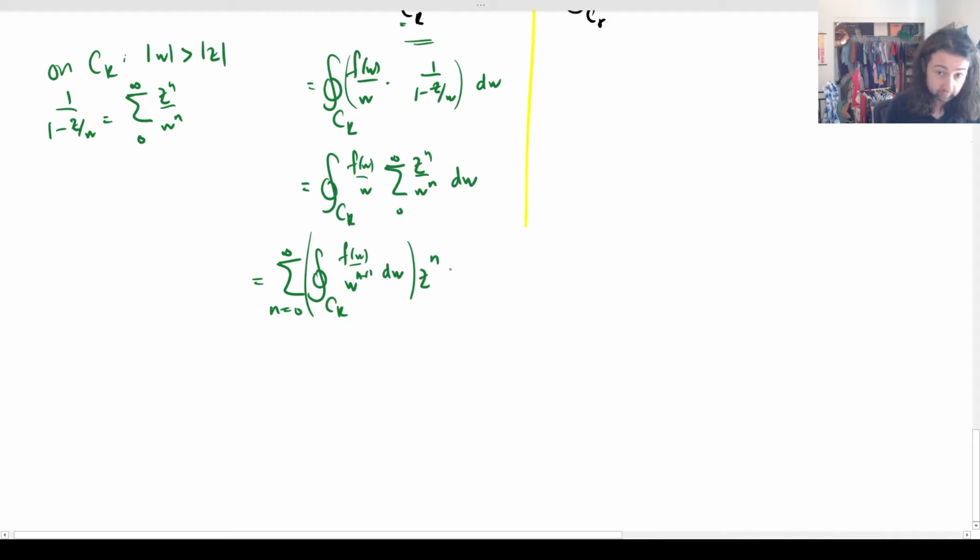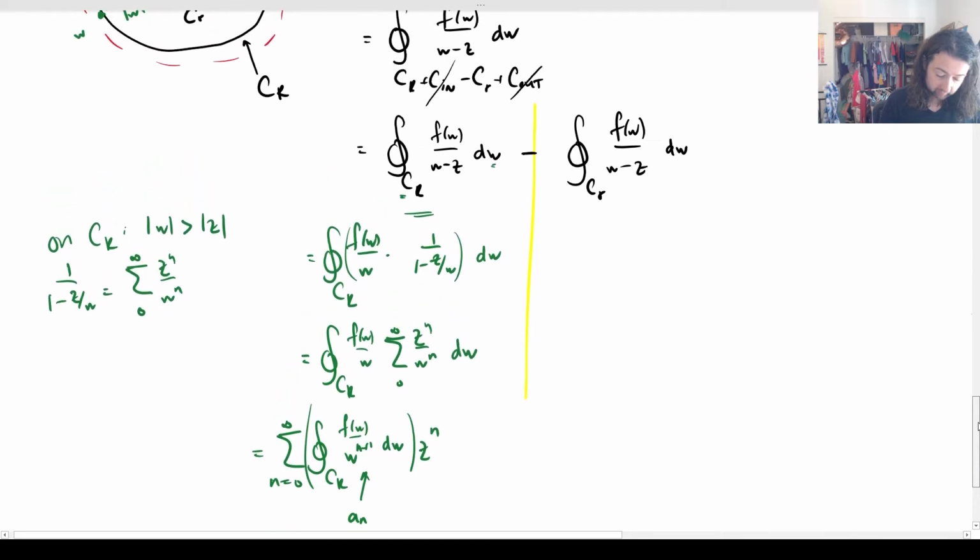And that is a Taylor series. These things right here, these are the a_n, the coefficients of the Taylor series. Sum from n equals 0 to infinity of a_n z to the n. Okay, so we've already seen that when we did the Taylor series argument. This is essentially the same. So let's go back up and see what happens on the other half.